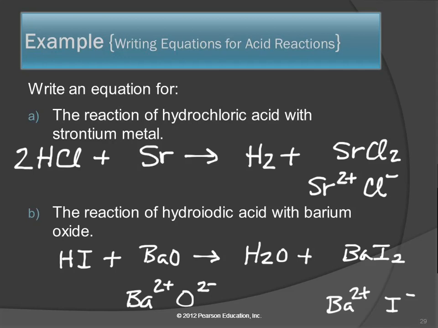Is it balanced? No. What do we need to do to fix it? We need to put a 2 in front of the HI. So we've got 2 H's. That takes care of our H problem, because here we've got 2 H's. Now we also have 2 I's, and in this formula we have 2 I's, and we've got 1 barium, 1 oxygen, 1 oxygen.